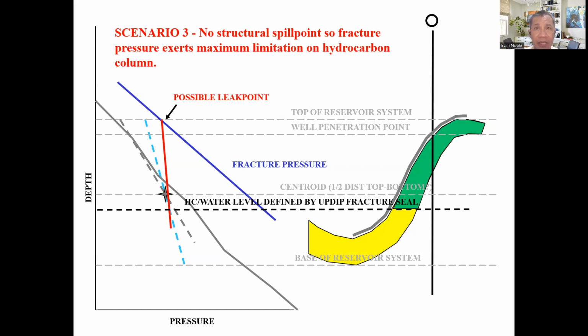Possible leak point refers to a potential location or point of the reservoir system where there could be leakage or escape of fluids, such as hydrocarbon or water. This term indicates the existence of a potential weak spot or pathway that may allow fluid to escape from the reservoir.